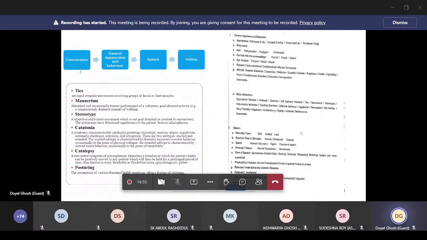Again, mannerisms are behaviors that are goal directed, but the mannerism is not needed. It is an abnormal and occasionally bizarre performance of a voluntary goal directed activity, and it's kind of dramatic in nature. It can be walking, but it can be a verbal mannerism also, a dramatic way of speaking. And stereotypy is the same, but it is non goal directed. It doesn't have any purpose.